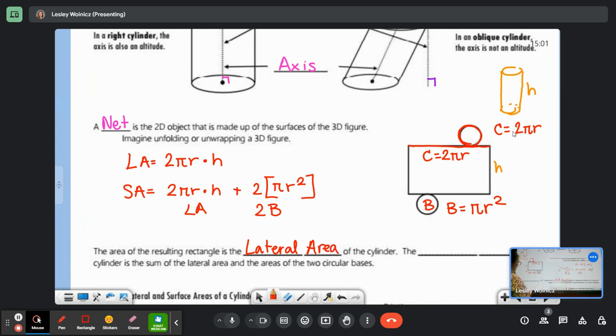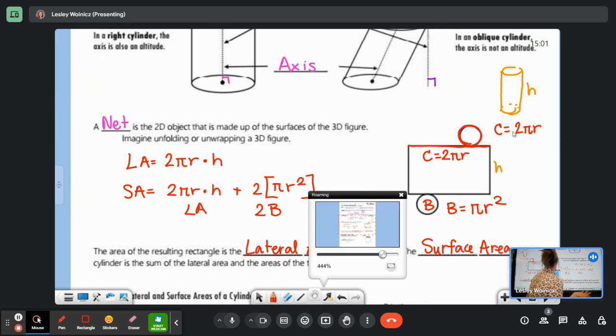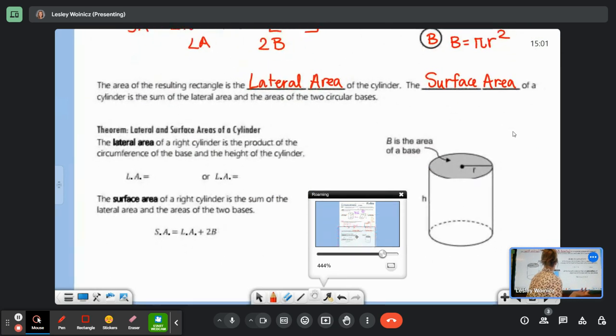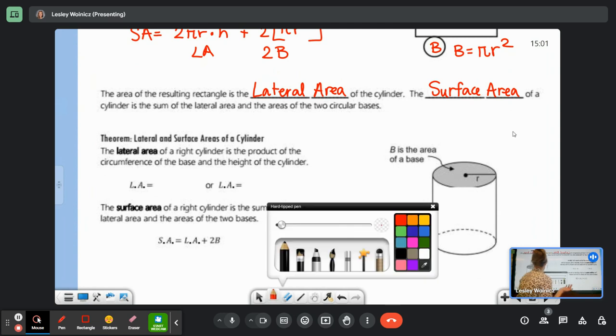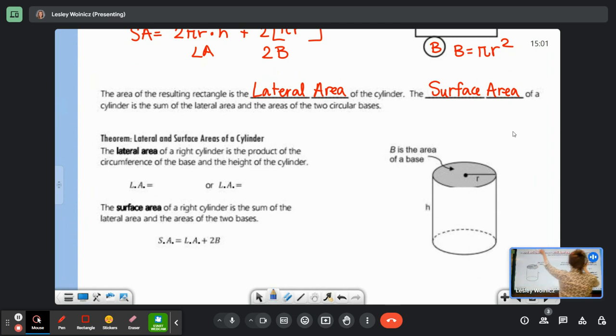The surface area, oh my God, brain fart. Surface area of the cylinder is the sum of our lateral area and the bases, that are the circles. Okay. We kind of already went through this, but it kind of just fit up there all nice.